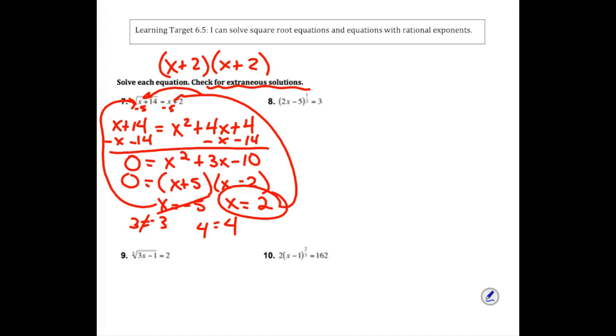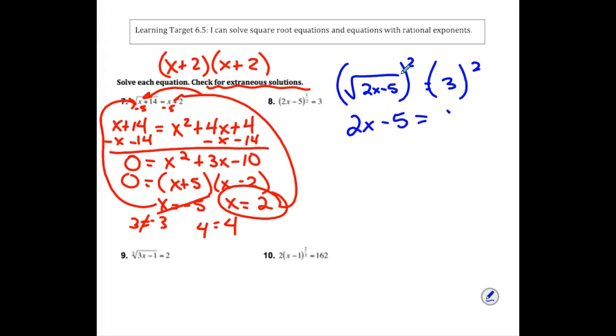All right, question 8. We are raising this left side to a 1/2 power, which is the same as this, correct? Means the same thing. How do we undo the square roots? Square both sides again. We end up with 2x minus 5 equals 9. Adding the 5 over, 2x would equal 14, so you got x equaling 7.